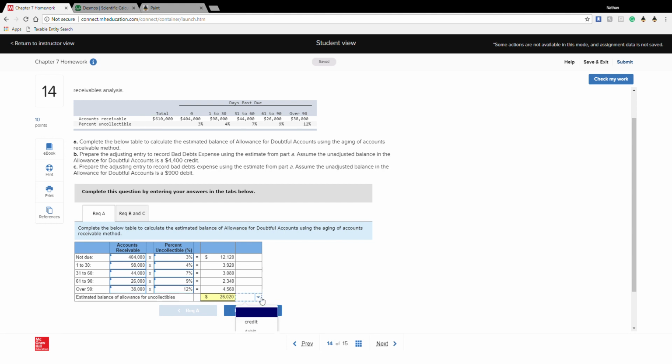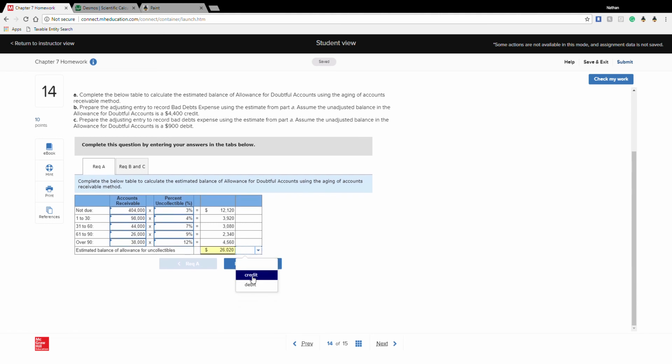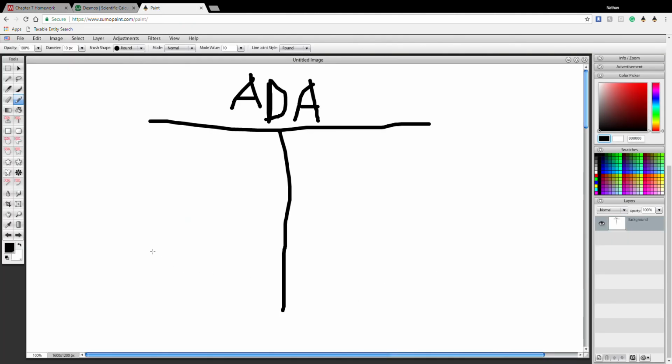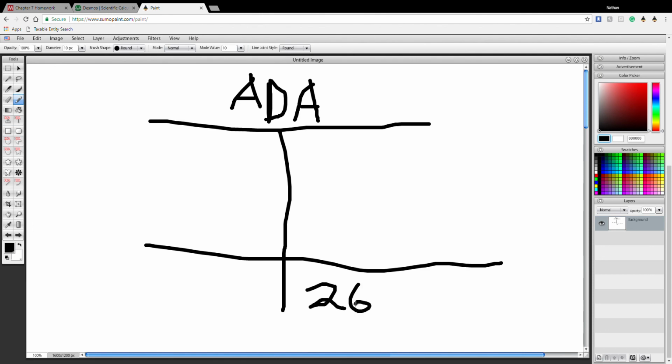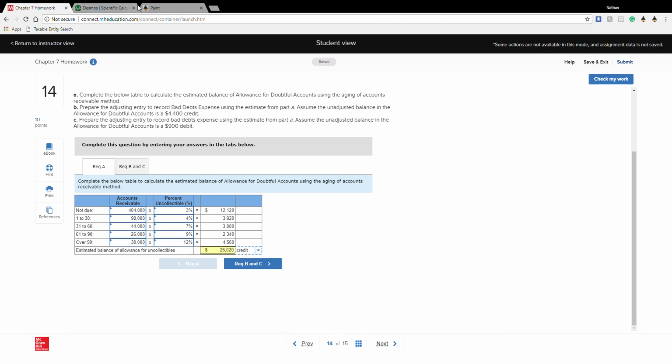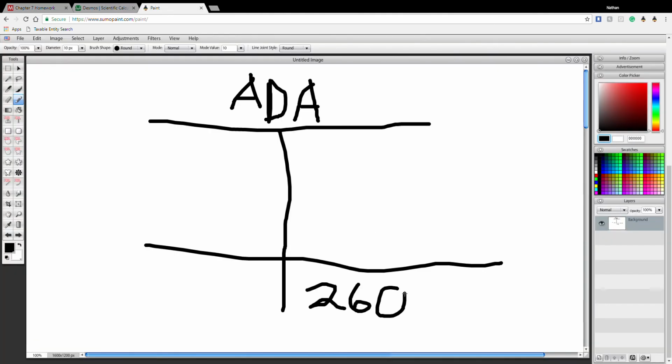Okay, so is this a credit or a debit? Since it's positive, it's going to be a credit balance for allowance for doubtful accounts. Okay, so we're going to look at 26,020. So again, 26,020. Okay, and our goal is basically again to find the missing credit.